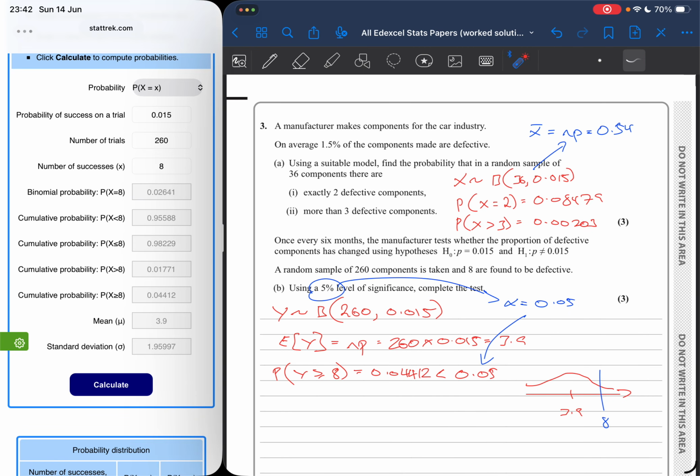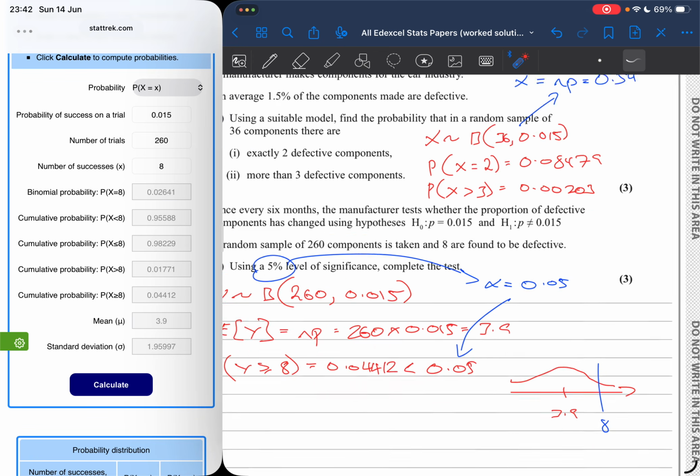So what this means is the observation that we had has a 4.4% chance of just randomly happening. Our threshold for randomness was 5%. Anything that has more than a 5% chance of happening, that's acceptable, that's normal. Less than that percentage, we're saying no, too unlikely.